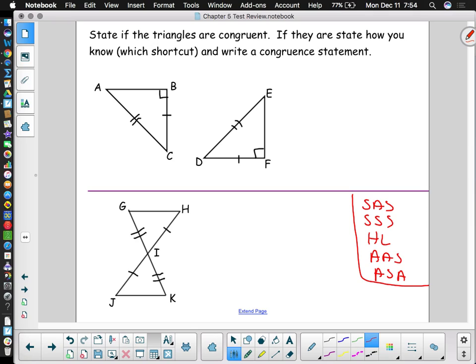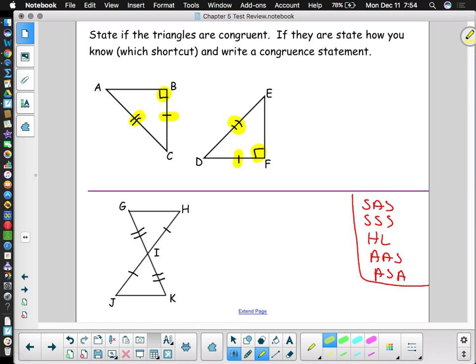Okay, so those are things that you obviously do need to have cemented in, right? Burned down to the hard drive. So which one is being indicated for A, B, C, and D, E, F? HL. Yes, this is an HL because we have the right angle, the hypotenuses are congruent, and the legs are congruent.